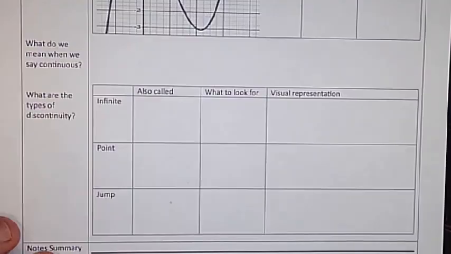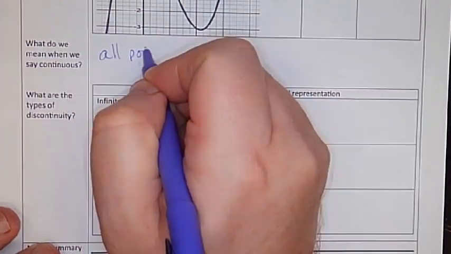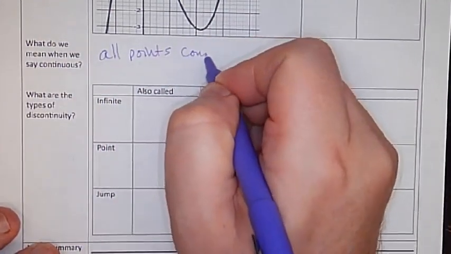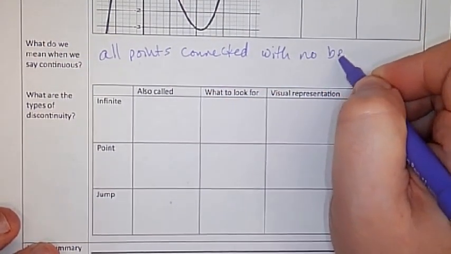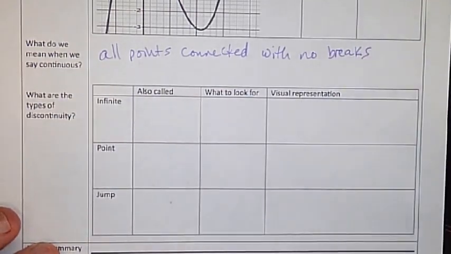Our last topic for today is continuity. So first, we have to talk about what we mean when we say that a graph is continuous. When we say it's continuous, what we're saying is that all of the points defined by the function are connected with no breaks. So all points connected with no breaks.